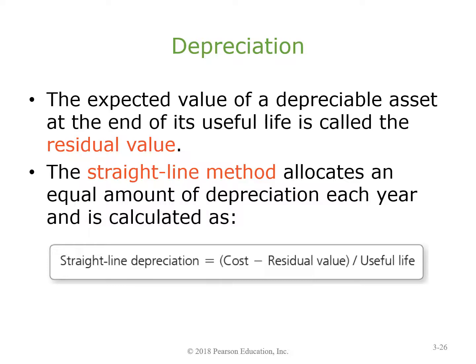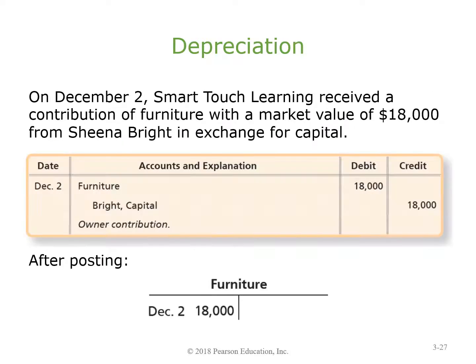And they'll tell you what the useful life is. Typically for computers, it's 3 years. For equipment, it's 7 years. For buildings, it's much longer, but there are set amounts for useful life. Okay, so here we have furniture. So $18,000 in exchange for capital. So this is the purchase of furniture, and they gave Bright some capital for it. So we would debit furniture and credit Bright capital.